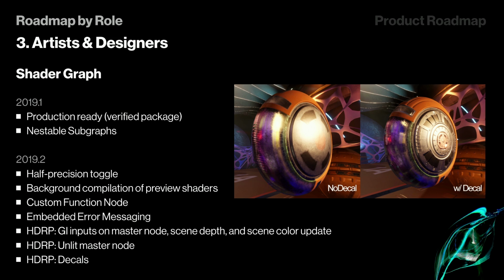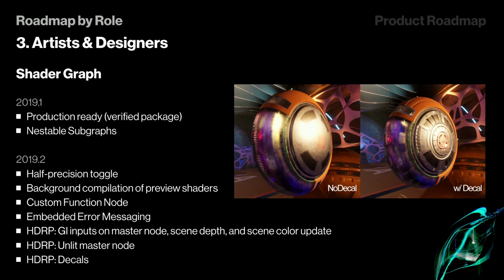You can say, I need to change this default thing, and then a bunch of other shader graphs will just inherit that without you having to run through every single one. And then in .2, we have half precision that's toggleable per node, which has been the most asked-for thing by mobile folks because it's much needed for performance. Background compilation of preview shaders: if you've been in Shader Graph and hit a wait, that wait will be going away. We have a custom function node. The embedded error messaging means that if you have an error coming through your shader graph, the node that is causing you problems, you will know which one it is, and you will be able to deal with that bad node.